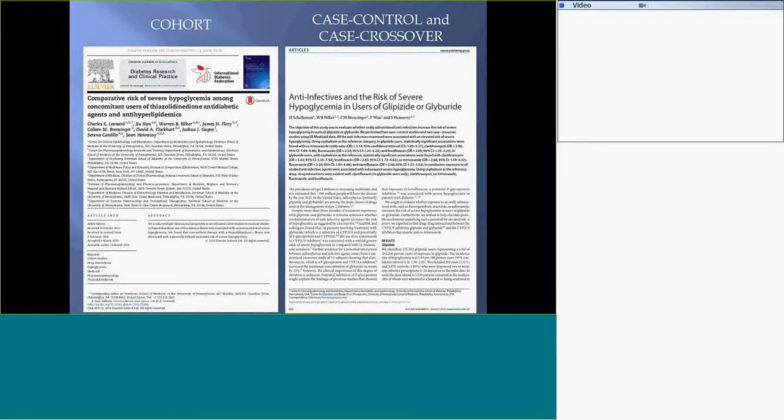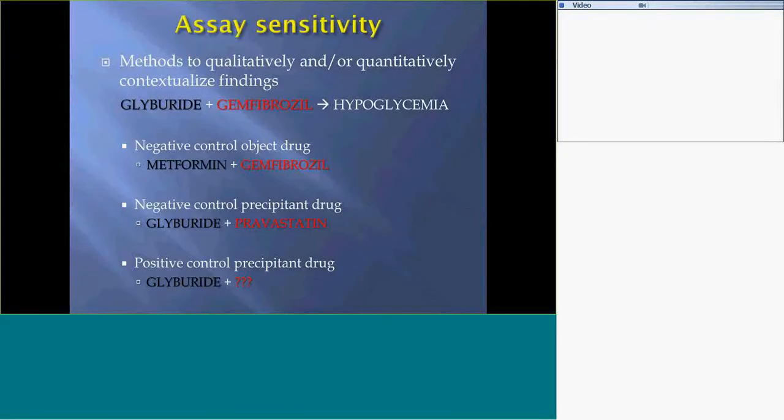So for those of you more interested in seeing some of these approaches applied in practice, there's a cohort study that we published in Diabetes Research and Clinical Practice, I guess last year, that uses the cohort design to look at the clinical importance of a DDI. And then also from our group a number of years before that in CPT, they utilized both the case control design and one of the self-controlled designs known as the case crossover study.